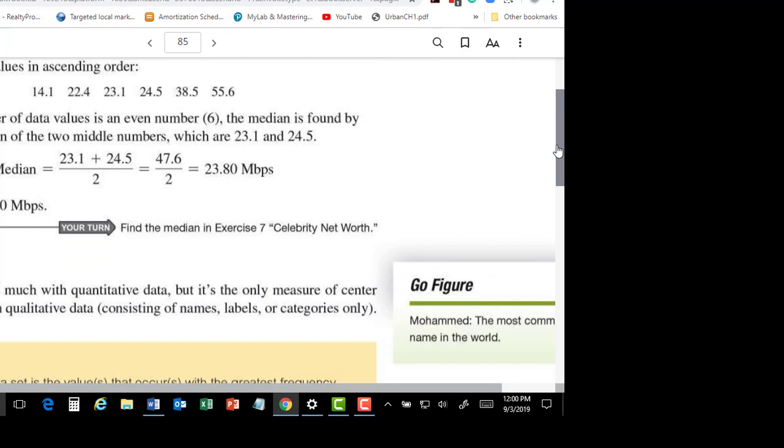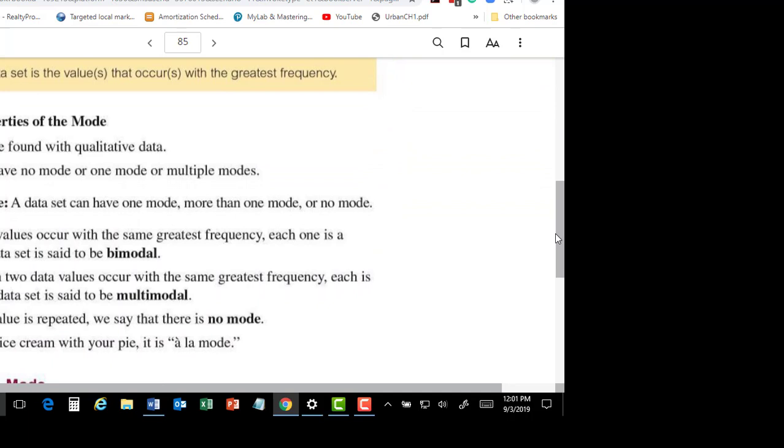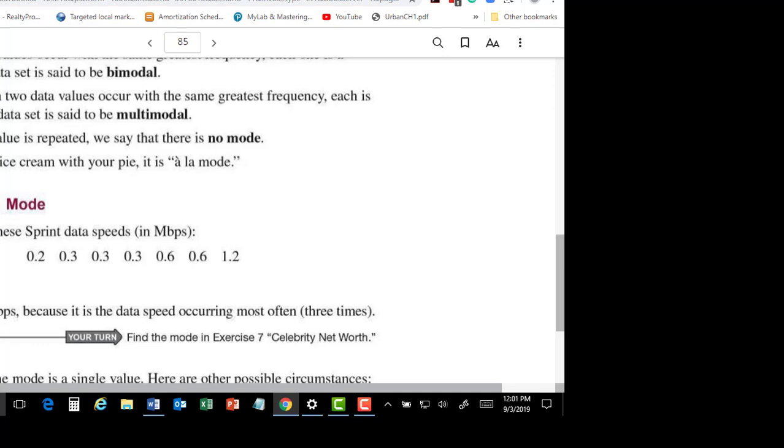Okay, then we have another measurement called mode. Mode is simply going to be the data that has the highest frequency, that's repeating. So you see here the mode would be 0.3. Do you see there's more 0.3s?